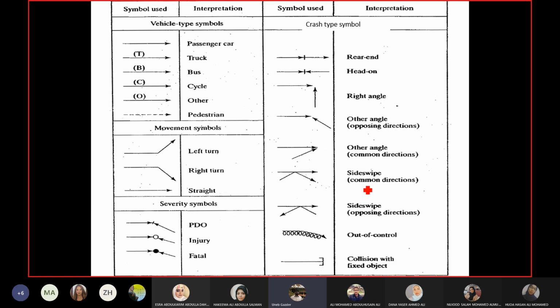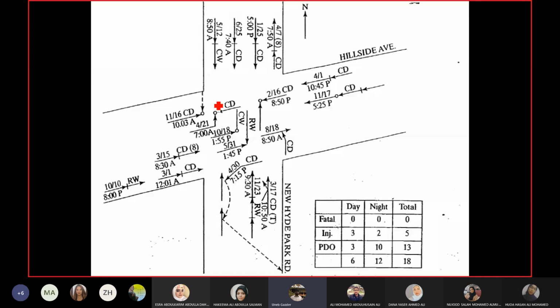Then we have side swipe, which is, somebody scratches your car from the side. So you can have side swipe in common direction. So it is done by somebody who was in your direction, in the other lane, or side swipe from the opposing direction. So you had two lanes, one for each direction. Somebody who is coming from the other direction scratches your car. Vehicle going out of control is shown by this symbol. So maybe the brake failed or the driver slipped or whatever. And the vehicle collided with an object, then you show it with this symbol. Okay, so these are the symbols which you use. This is the example of a collision diagram.